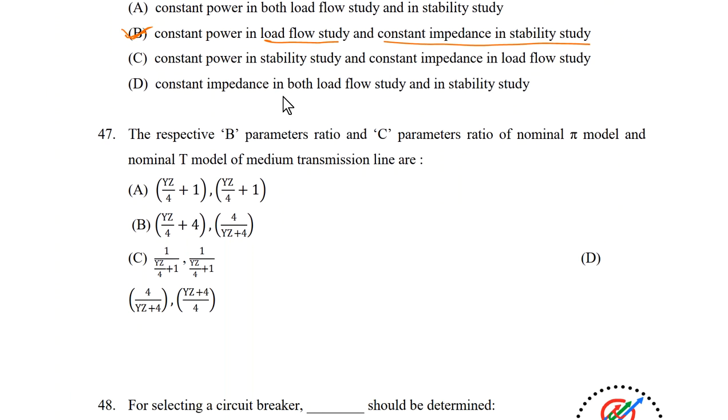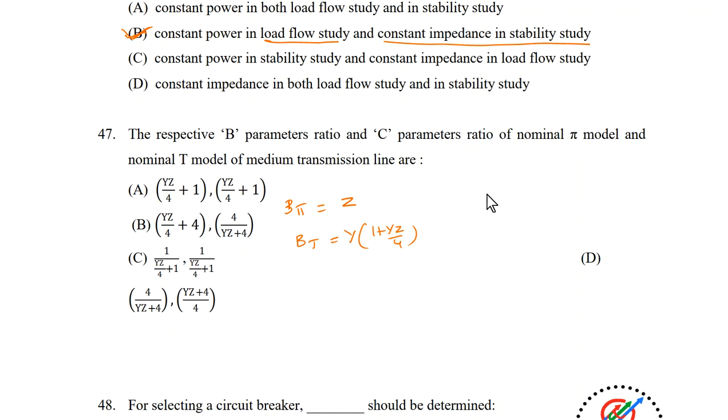Next one, the respective B parameters ratio and C parameters ratio of a nominal pi and T model of a medium transmission line. So what is the first, pi model? So in a pi model, I will write about the B. So B pi is nothing but Z, and B in case of T model is nothing but Z into 1 plus YZ by 4.